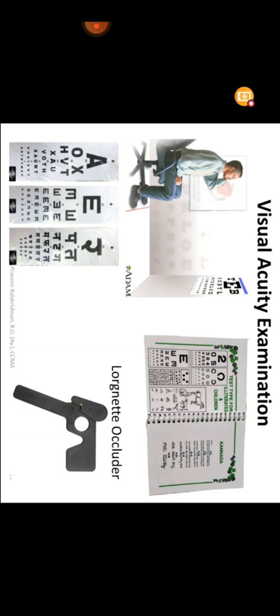Now, this is for the distant vision. Similarly, we also test for the near vision. For that, we use the Snellen's near type test chart. These are all available in the market. It's very low cost. You can purchase them and use them in OPDs. So this is a Snellen's vision test type.